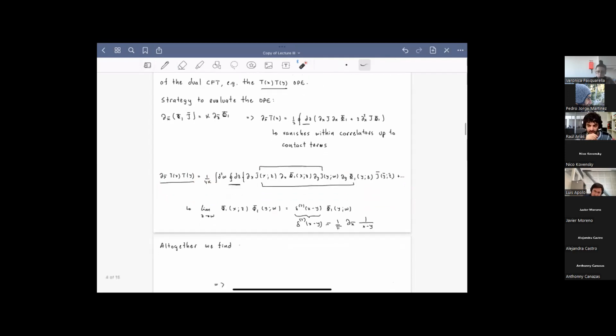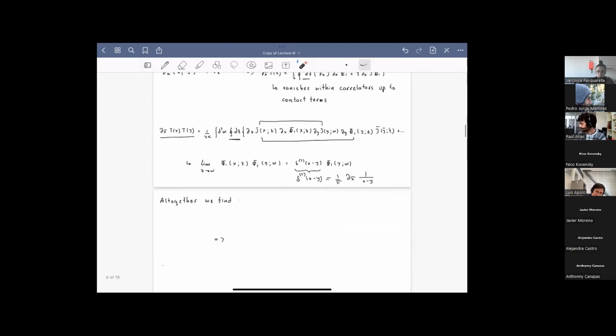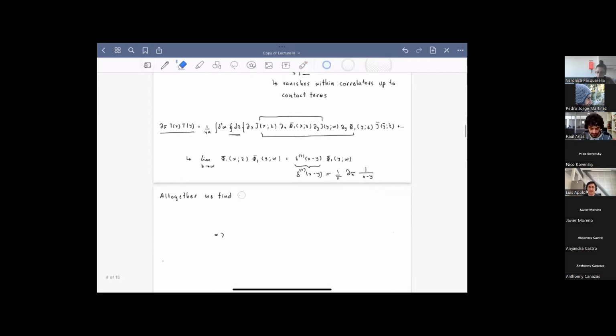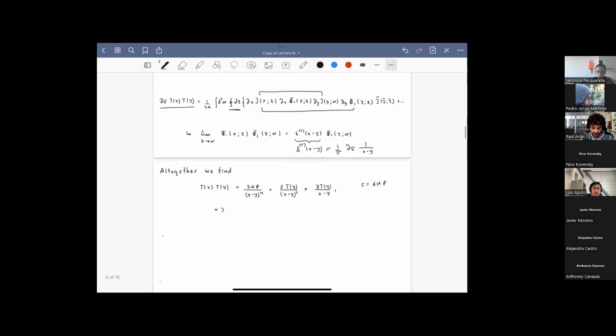So what's the result that we get? We get, as expected, the OPE for a stress energy tensor, where the important thing to notice is that the central term, the central charge here, is 6kp. And if you remember from the previous lecture, this is what you expect from the holographic dictionary.